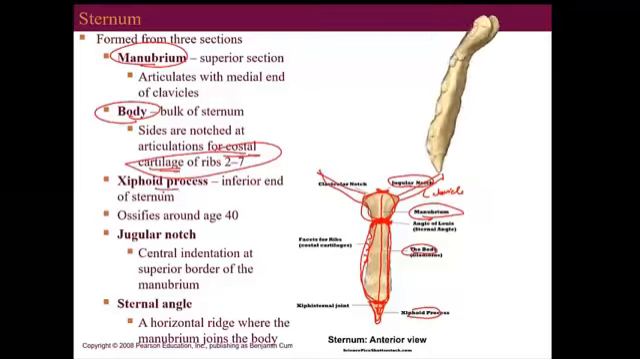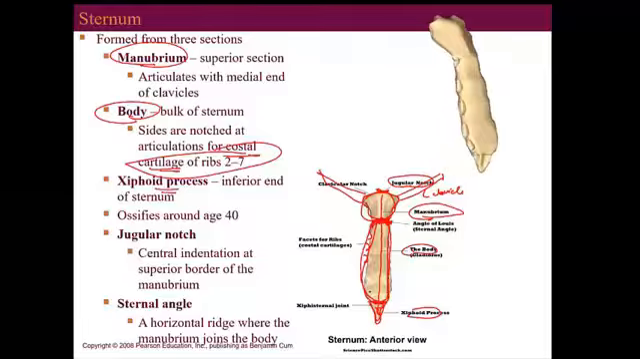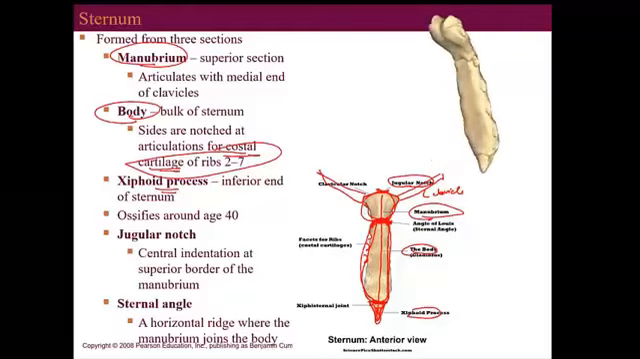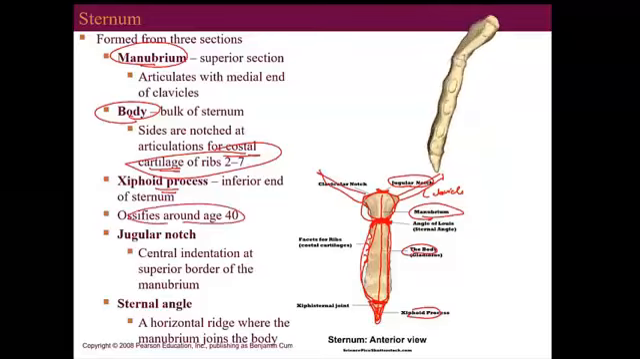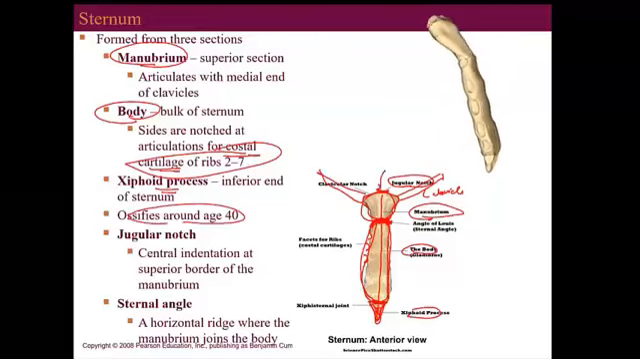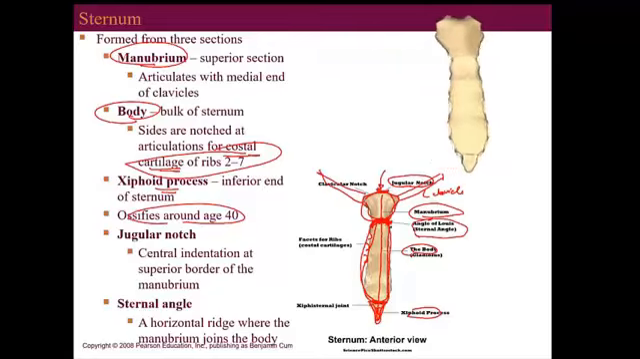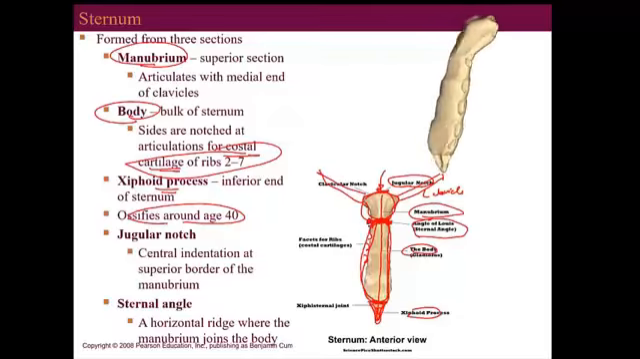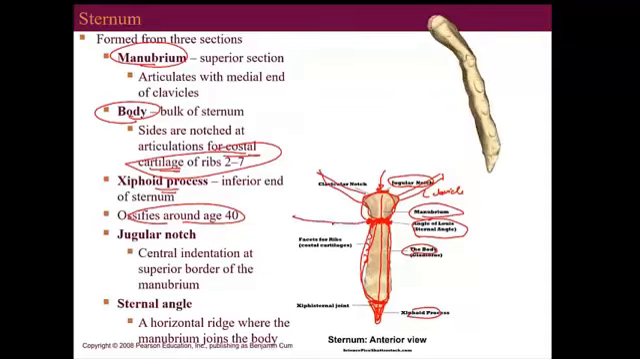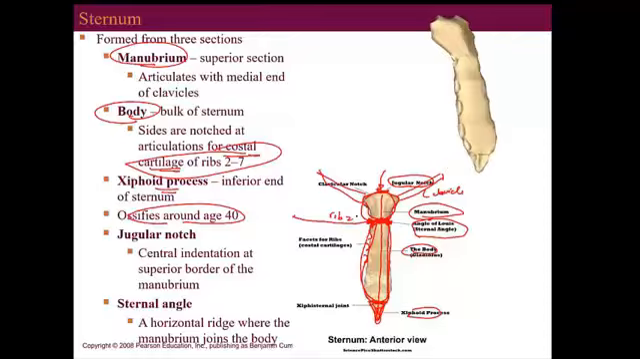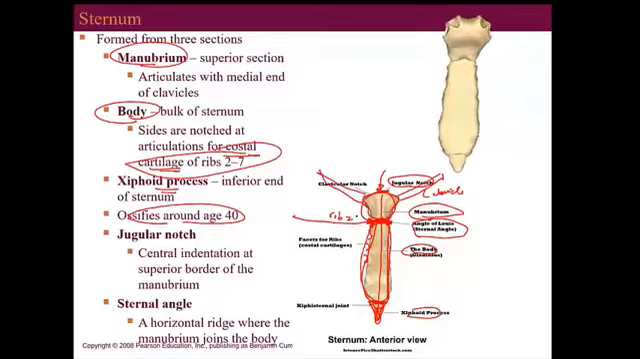Now, the xiphoid process is the inferior part of the sternum. Remember, this process is cartilage, but once you grow older, around 40, it turns to bone. It ossifies at the age of 40. The top portion is the jugular notch, and the sternal angle is actually called the angle of Louis. The rib that is located to the side of the sternal angle, or the angle of Louis, is rib 2. That's how we identify the different ribs over the skin.